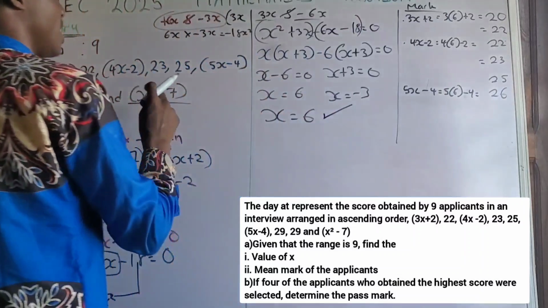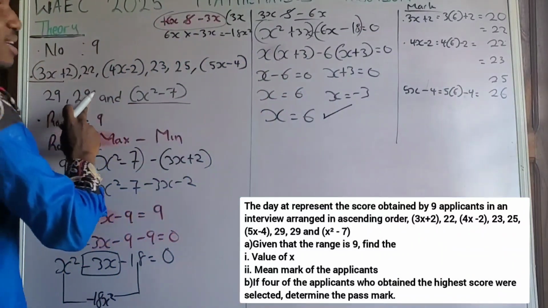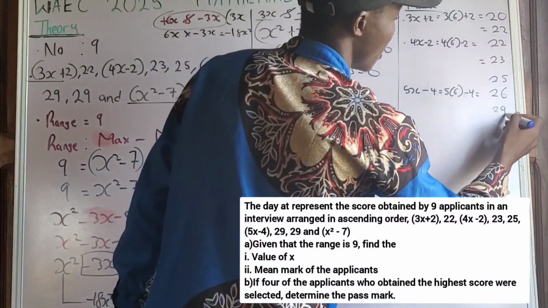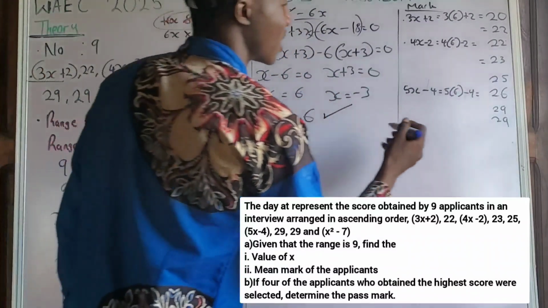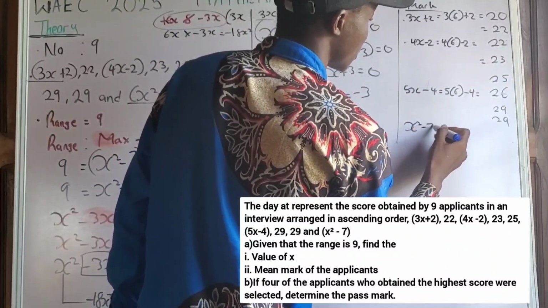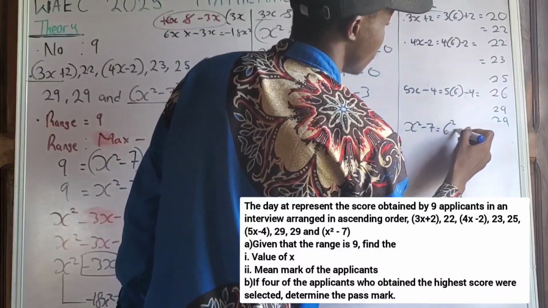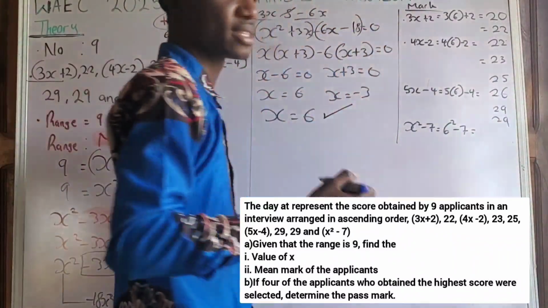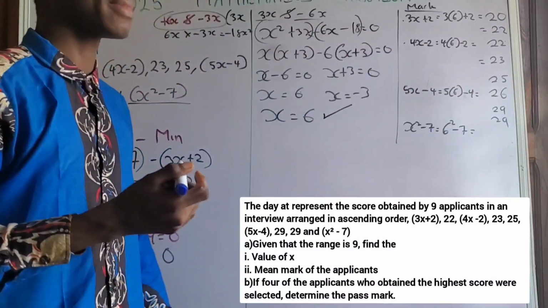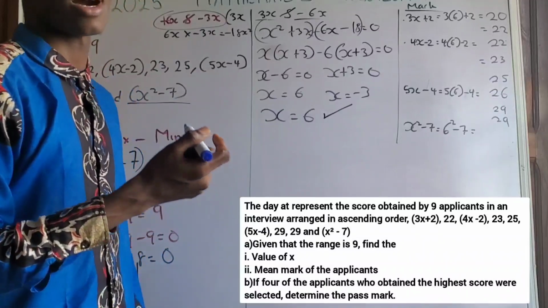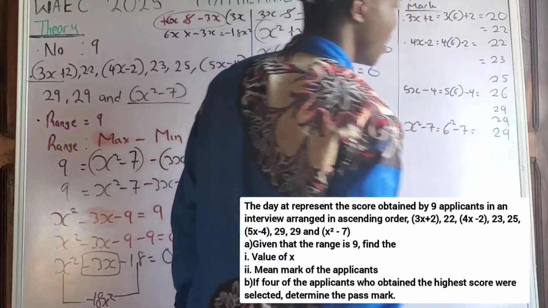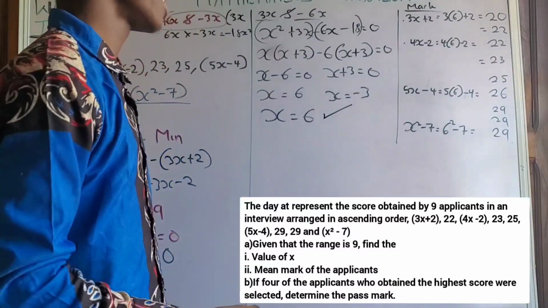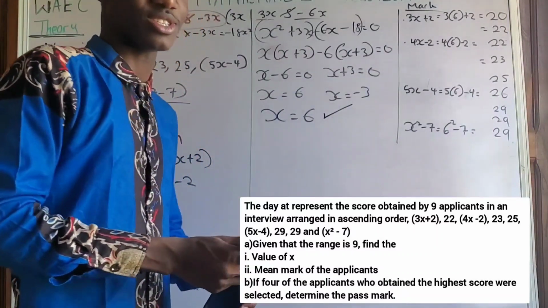That's the first one. Then we have 29, 29. Just put it. 29, 29. Then we have x squared minus 7. X squared minus 7 will be 6 squared minus 7. 6 squared is 36. 36 minus 7 is 29. Okay? So this will also be 29. Do you get it?